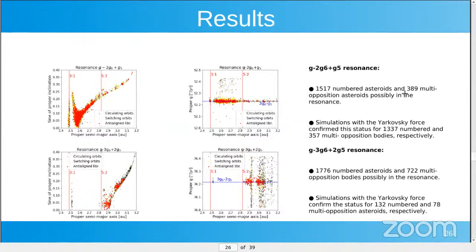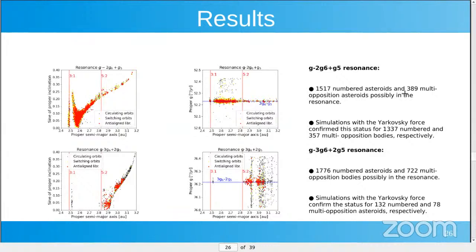And you can see them in the plot. The red dots are obviously anti-aligned librating orbits, while the circulating orbits are black. So we don't have aligned orbits in this kind of resonance, only anti-aligned orbits. You can actually confirm the status of these objects by doing simulations with non-gravitational forces like the Yarkovsky force.